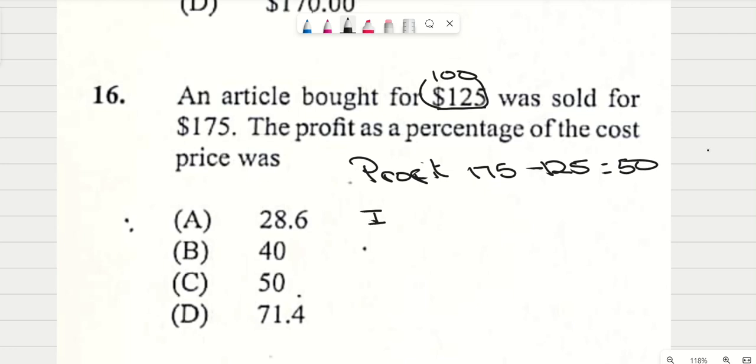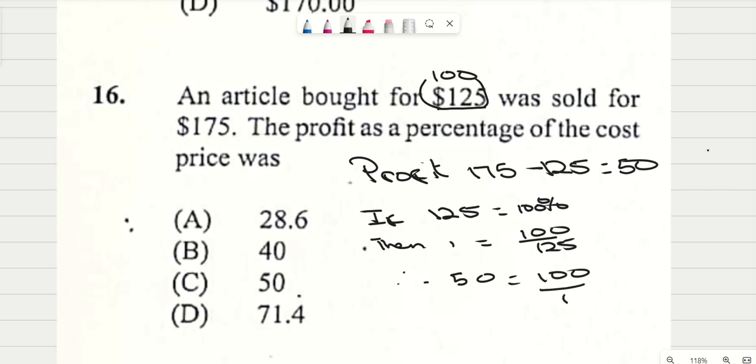So we can say if 125 is equal to 100%, then 1 is equal to 100 over 125. Therefore, 50 is equal to 100 divided by 125 multiplied by 50 over 1. 25 going into 25, 25 going into 50, 25 going into 125, 5 times. Right? 5 going into 5, 1, 5 going into 20, 4. 2 by 20 is 40, so my percentage is 40%. And that is how you would do 16.